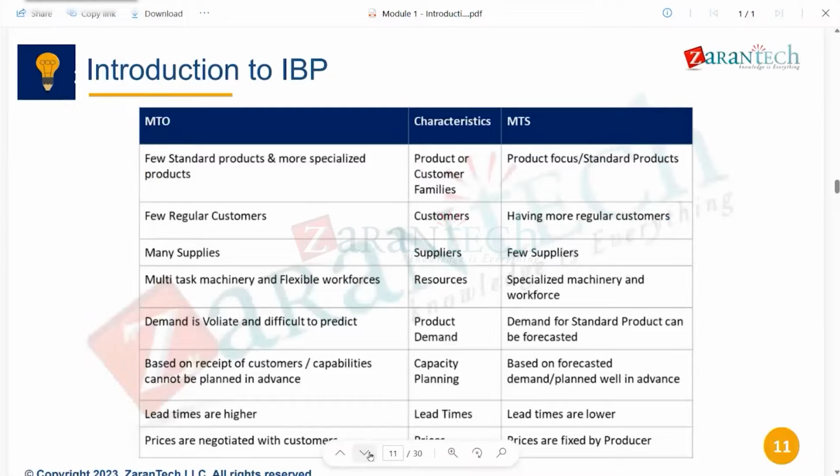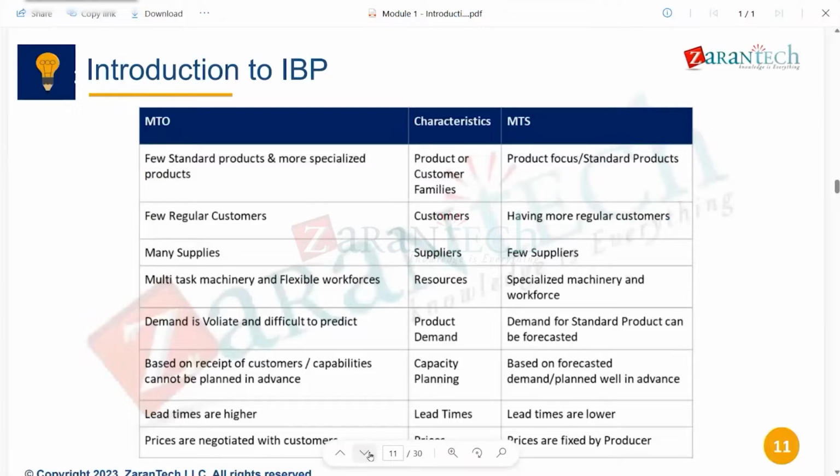So basically for product or customer families, if it is an MTO product, that is made to order, we have a very small amount of standard products, and most of the products which fall under the category of MTO are specialized products. These are designed specifically with some special functions for some special customers. I won't say that all the products are extremely special in nature, there would be some products of the standard category, but they are not offered to each and every customer, only to limited customers.